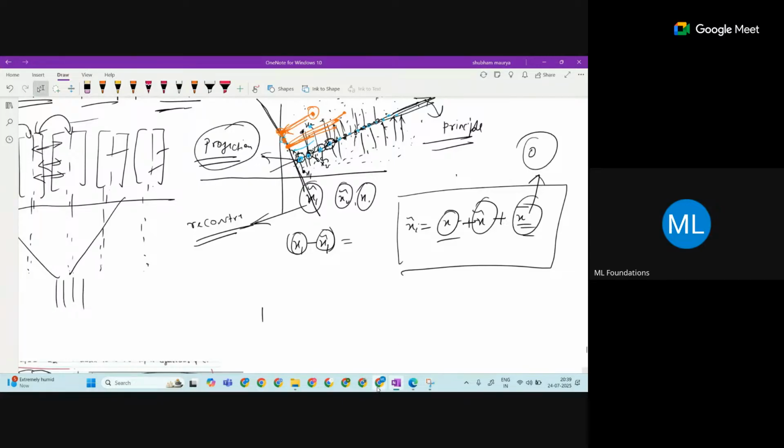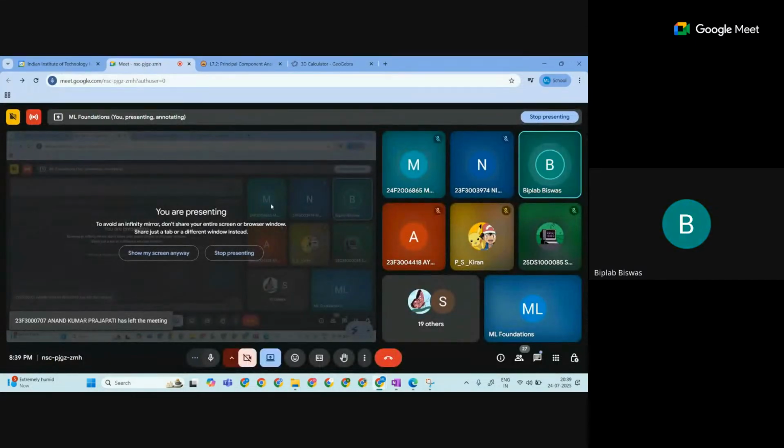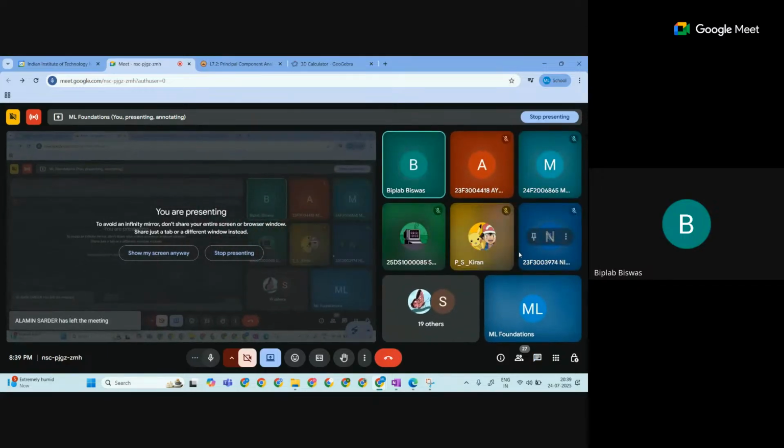Sir, may I ask one doubt? In week 1 or week 2, we had an example use case in supervised learning, the house price: how many rooms there are, the distance from the metro station, the locality, all this, and then we try to predict. With that example, how can we apply PCA in that use case?